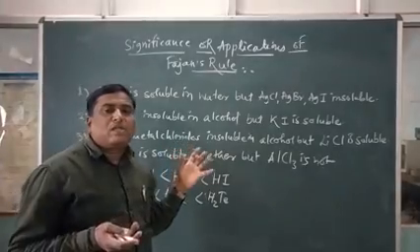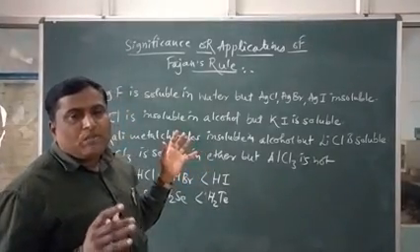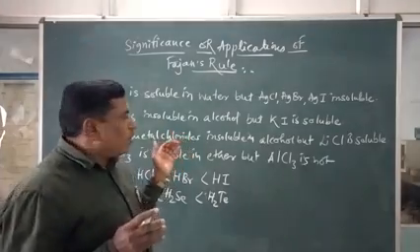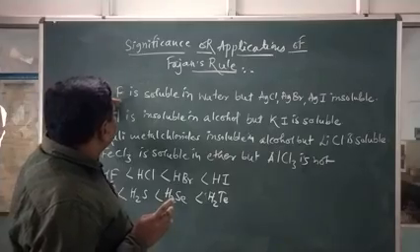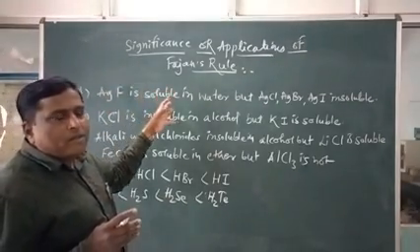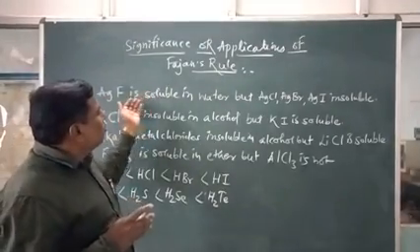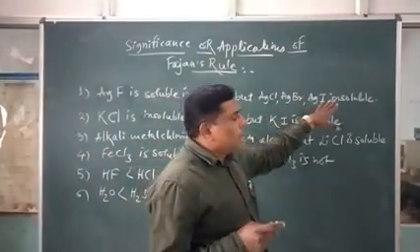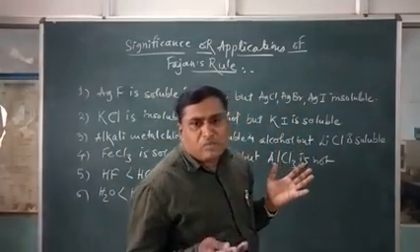Now what are the applications of Fajans' rule? Fajans' rule can be used to get information about some compounds. Suppose we take silver halides. AgF is soluble in water, but AgCl, AgBr and AgI are insoluble. Why does this happen?